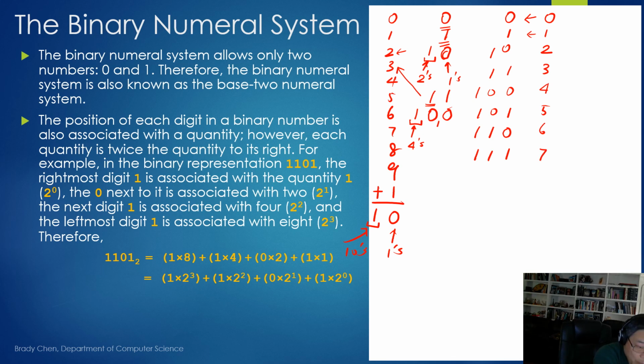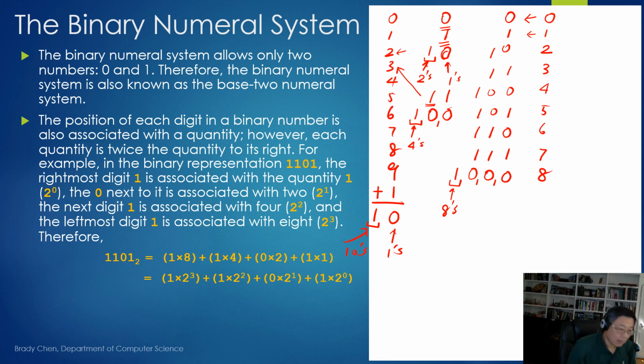Now, if we want to add 1 more, then we need to reset 1's position to 0 and add a 1 to the 2's position. Since 2's position is already 1, we reset the 2's position to 0 and add a 1 to the 4th position. Again, the 4th position is already 1, so we reset the 4th position to 0 and add another position on the left, and that's called the 8th position. Okay, that represents number 8.